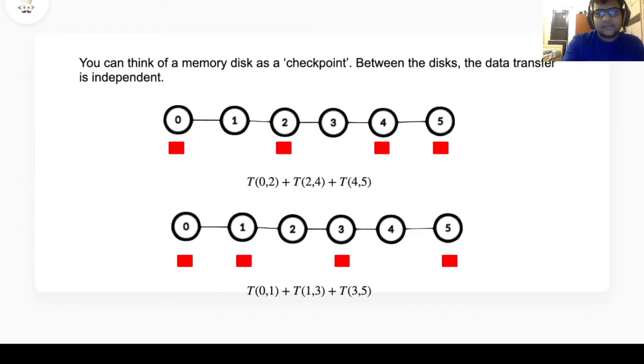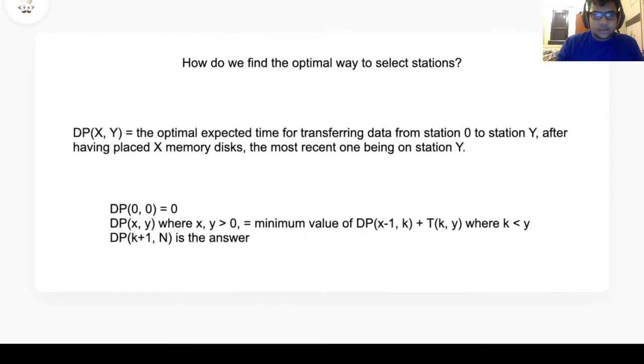So let's say we have this n is equal to 5 case, and we've set up our memory disks at 2 and 4. In that case our answer will be t of 0 and 2 plus t of 2 and 4 plus t of 4 and 5. Similarly if we put up disks at 1 and 3, our answer will be t of 0 and 1 plus t of 1 and 3 plus t of 3 and 5. Now given this, how do we find the optimal way to select stations?